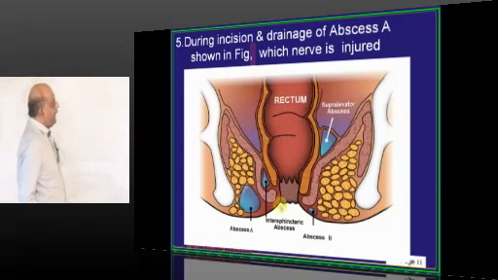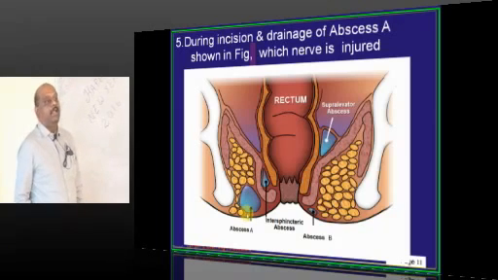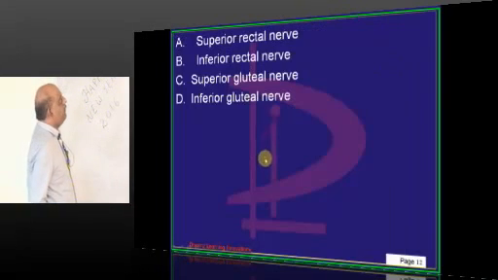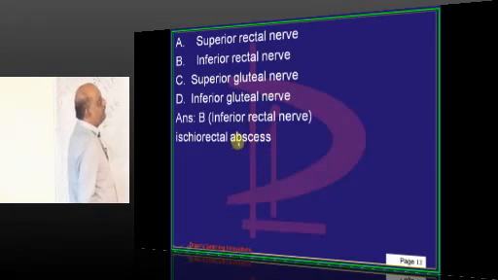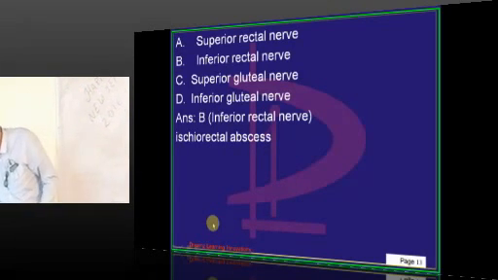So, you are basically draining this abscess here. What is this abscess otherwise called? Ischio-rectal abscess. There is one more abscess, B, which is a perianal abscess. Whenever you are draining it, there is a great chance of injury to the inferior rectal nerve, is what you have to ultimately remember.